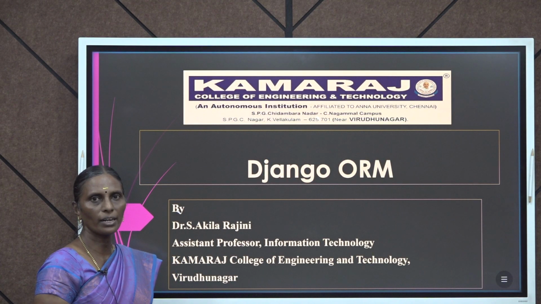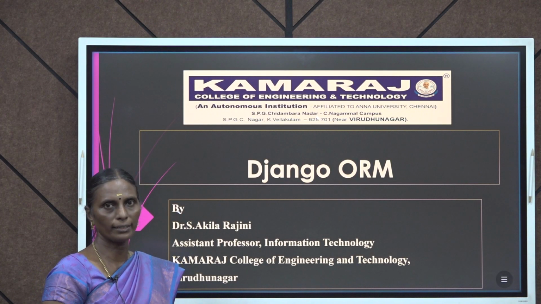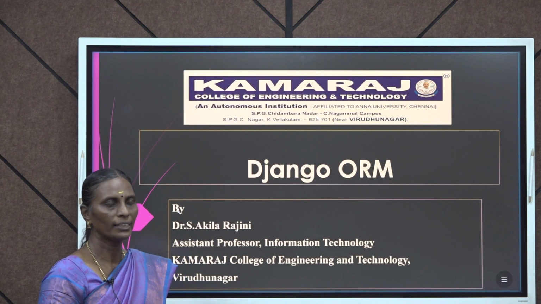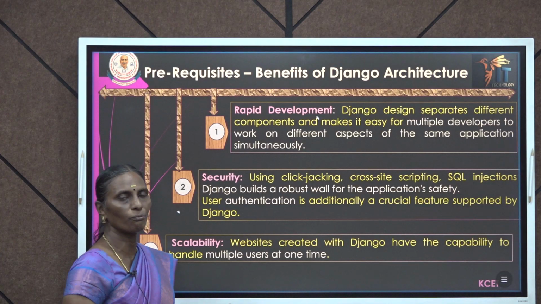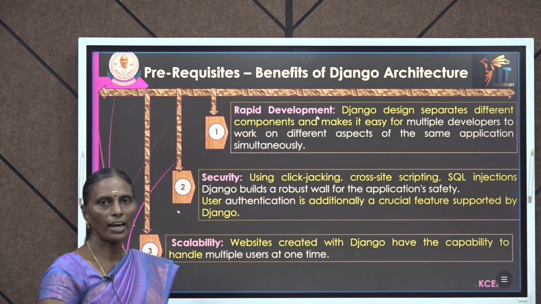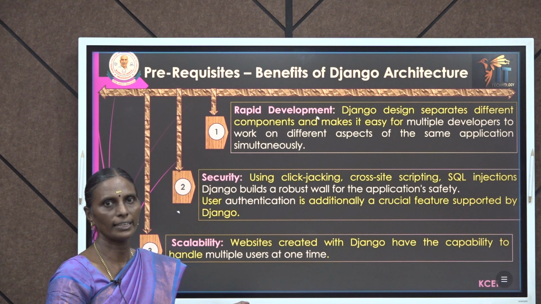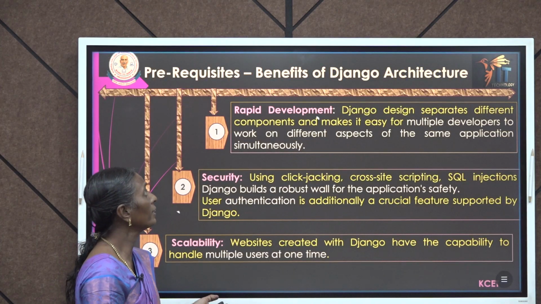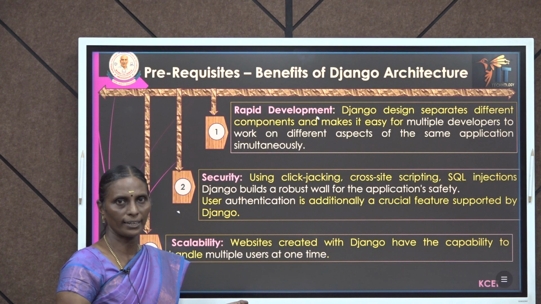So in this video we are going to focus on Django ORM. ORM stands for object relational mapper, and for this you need the prerequisite of what Django is and what the Django architecture is, and how we are going to incorporate the ORM in the web application development process. In Django architecture, we are following the model view template architecture.